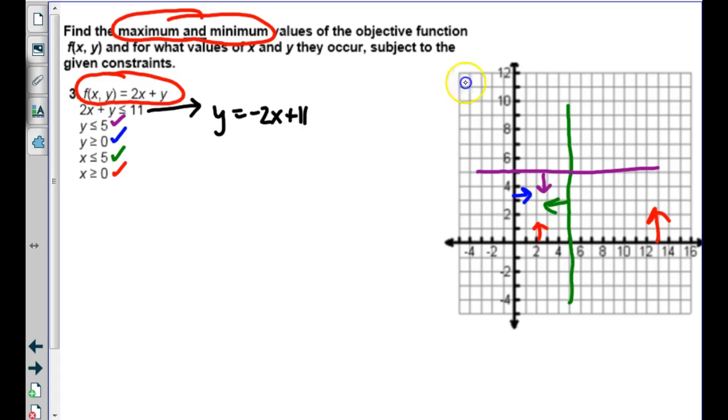Yep. Start up at 11, down 2 and over 1, down 2 and over 1, down 2 and over 1. Do I need to be above or below that line? It says less than. Okay. So there's my final area.